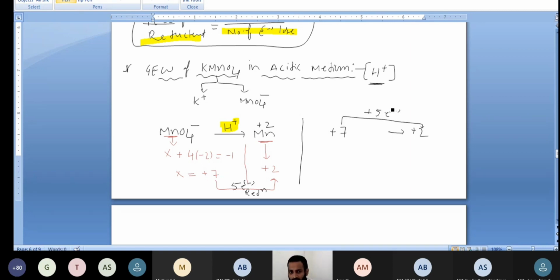Oxidation state reduced from plus 7 to plus 2. Suddenly what happened? What happened to the number of electrons? Gained. How many electrons gained? 5 electrons. 1 electron means what is the charge? Minus 1. So 5 electrons means what is the charge? Minus 5. So 7 minus 5. So that means the oxidation state changes from plus 7.